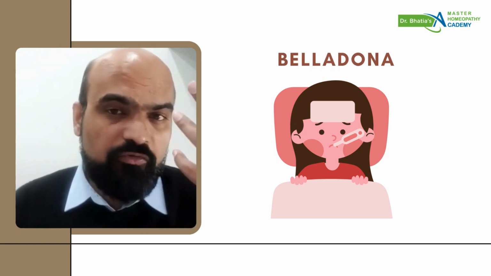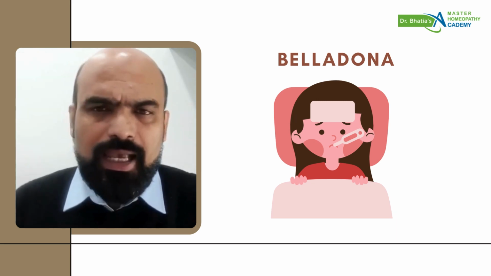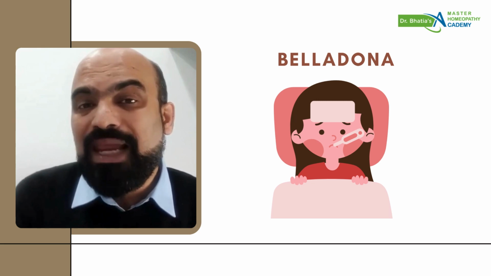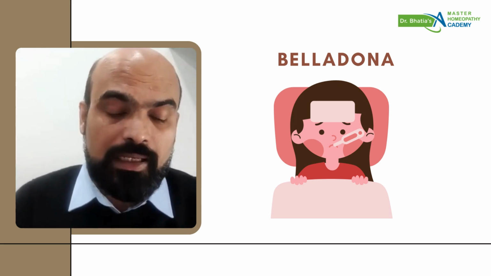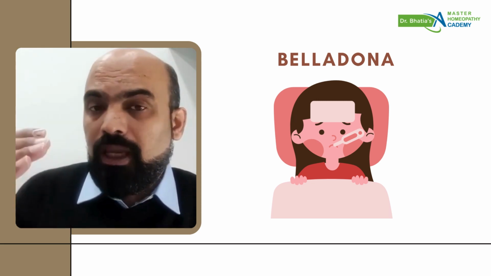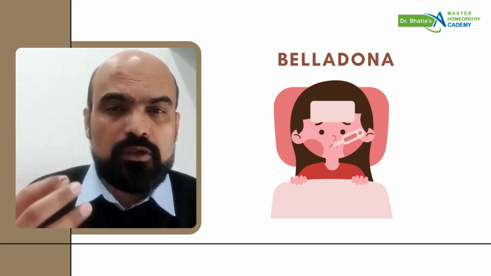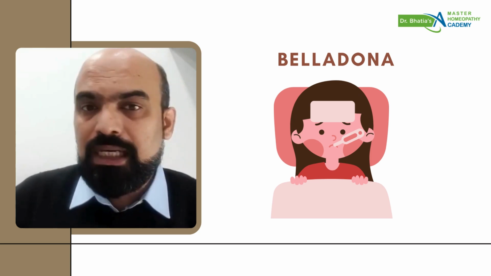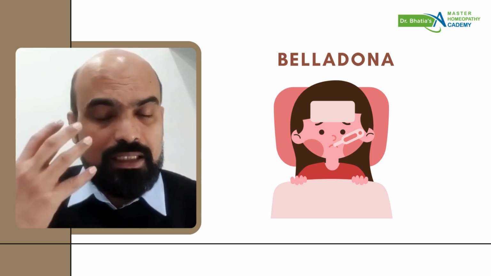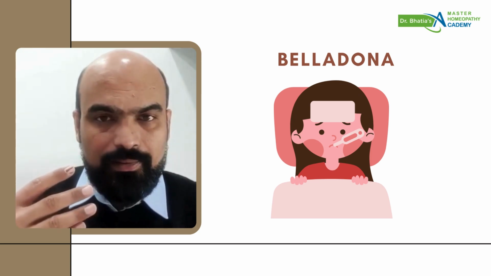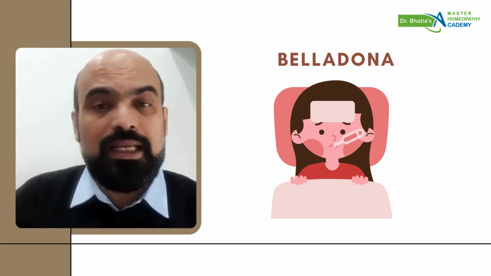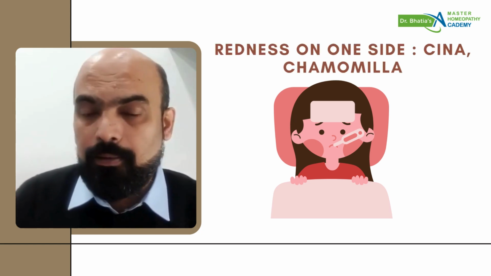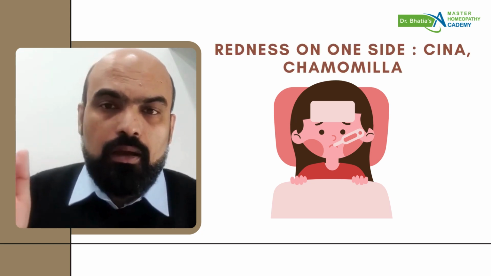There is flushing of face. Even calcarea has that in fever, but calcarea in later stages has more paleness than flushing. So if there is a lot of flushing of face, there is redness of face, even though it's a common symptom, it can indicate a remedy like belladonna. But the moment there is flushing only on one side, and the other side is not flushed, then it could indicate another remedy like cina or chamomilla.